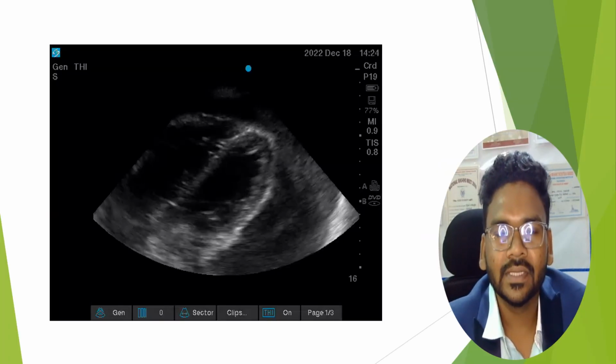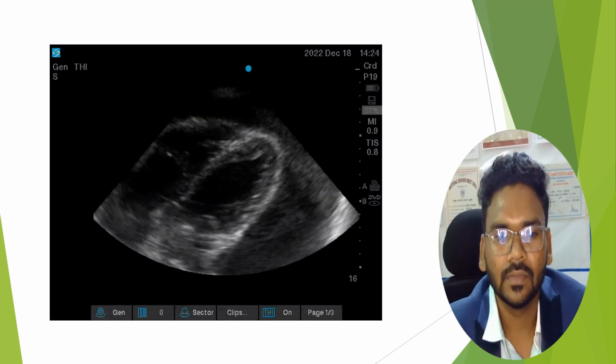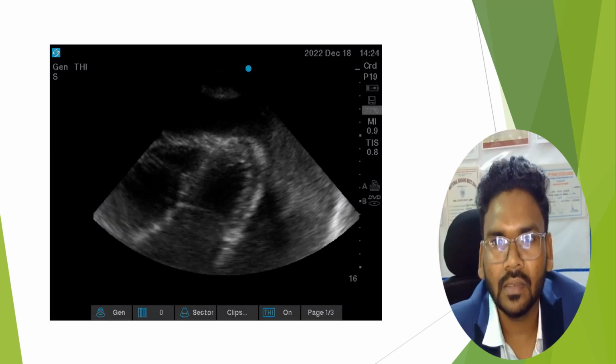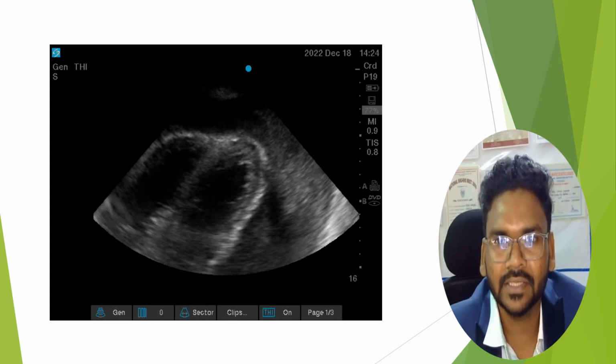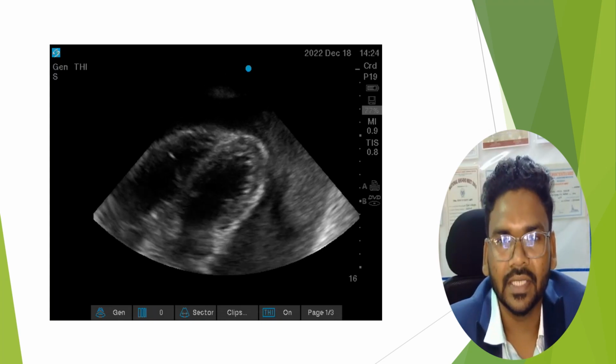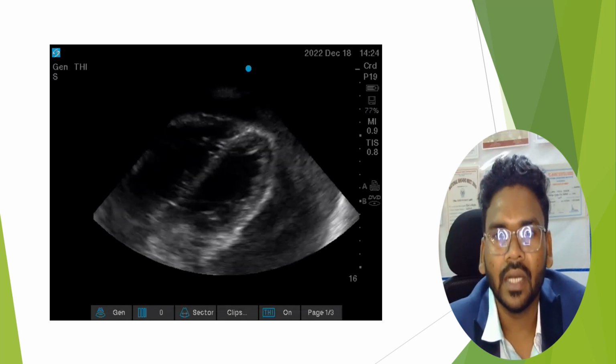Now we will discuss a little bit about pericardial effusion. So what is pericardial effusion? It is the presence of an abnormal amount of fluid in the pericardial space. And what is cardiac tamponade? That is acute heart failure due to the compression of the heart by a large or rapidly developing effusion.